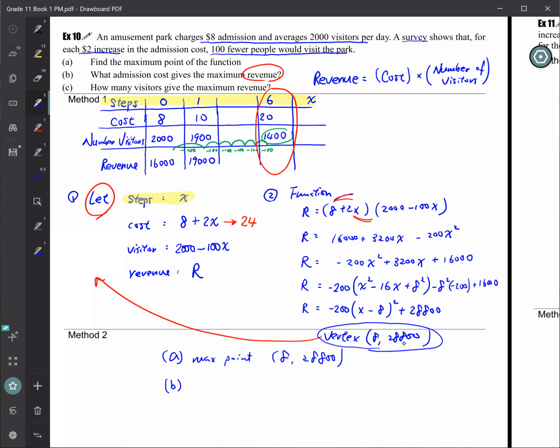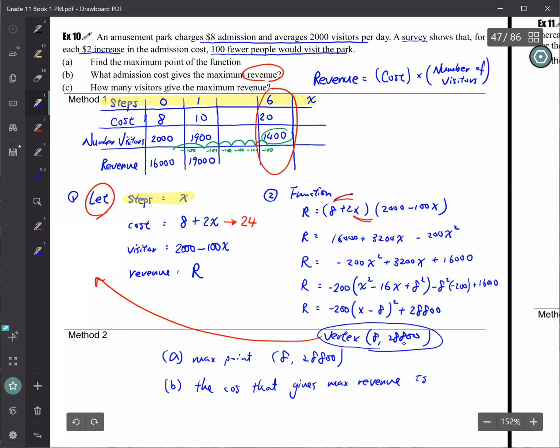Yes, very good. Okay, so we can put that in a sentence now. The cost that gives maximum revenue is $24. So that means in the chart, if you want to make more money, before we used $20, then that will give you 28,000. If I try $24, if I extend the chart, then you will get more money, okay?